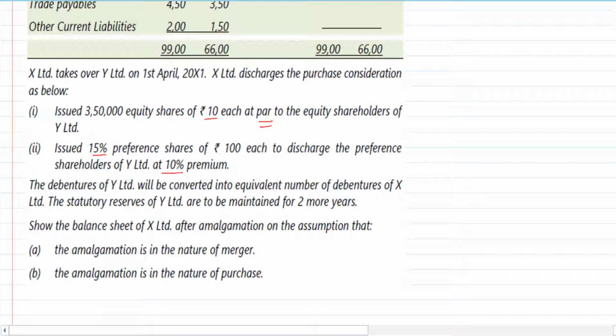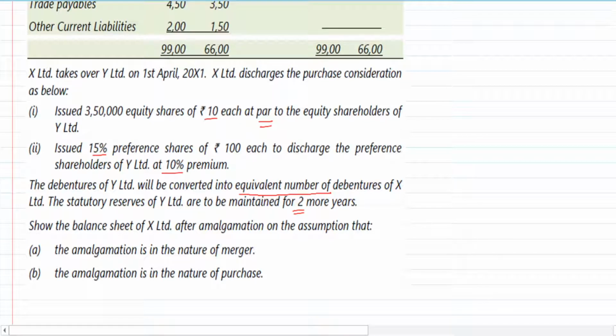Debentures of Y Limited will be converted into equivalent number of debentures of X Limited. The statutory reserves of Y Limited are to be maintained for 2 more years. So whatever debentures are there in the selling company, similar kind of debentures we will issue in the purchasing company. But do remember, what you are paying to the debenture holders, that does not become part of purchase consideration.